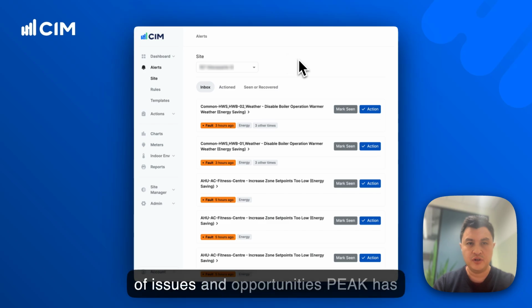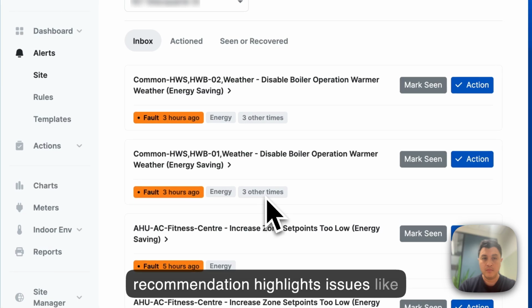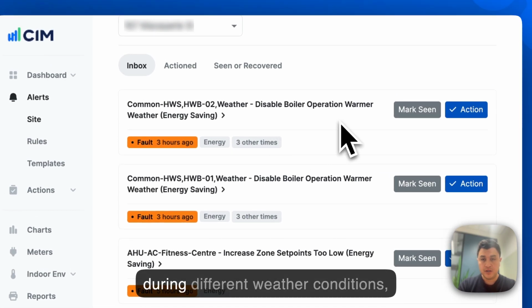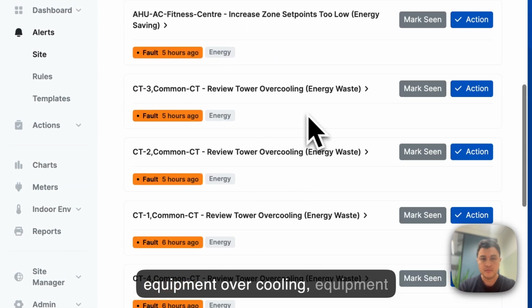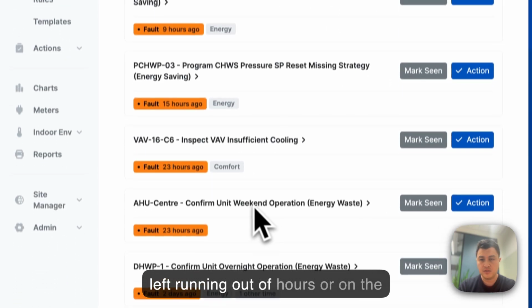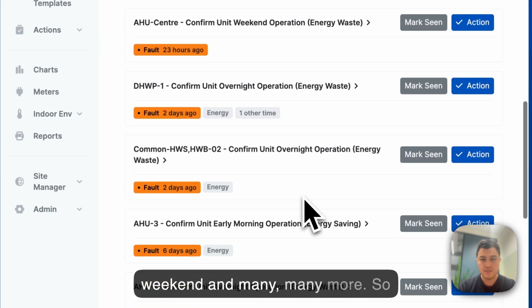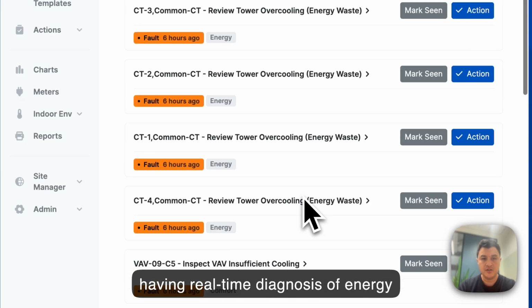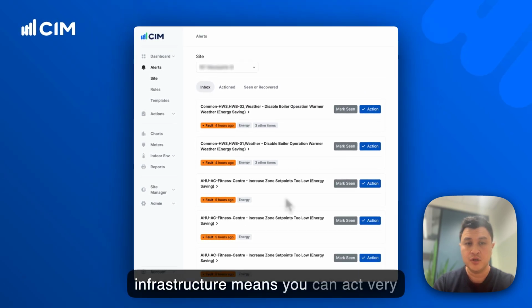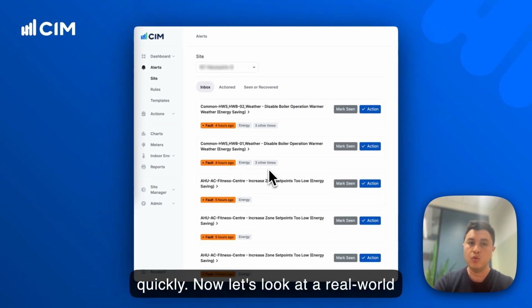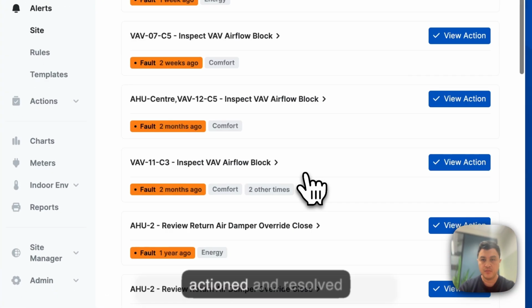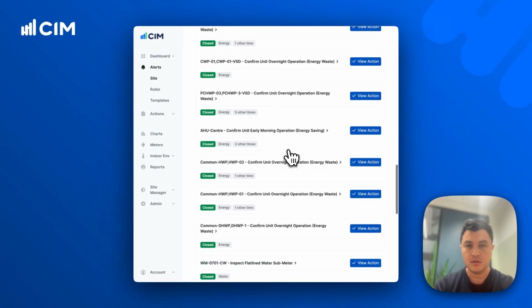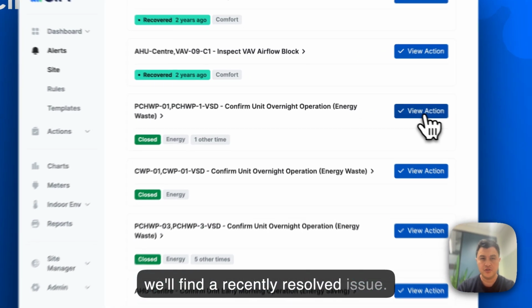Next, let's look at a live list of issues and opportunities Peak has identified in a real building. Now, each recommendation highlights issues like equipment not being locked out during different weather conditions, set points not being optimized, equipment overcooling, equipment left running out of hours or on the weekend, and many, many more. So having real-time diagnosis of energy waste across all your critical infrastructure means you can act very quickly. Now let's look at a real-world example of the energy saving from acting quickly. We'll go into recently actioned and resolved recommendations, and we'll find a recently resolved issue.